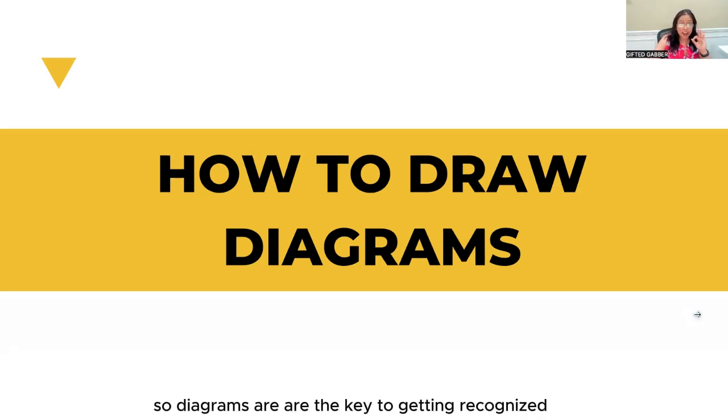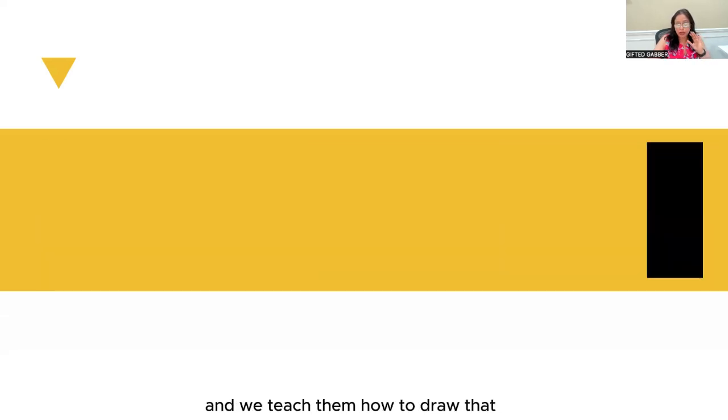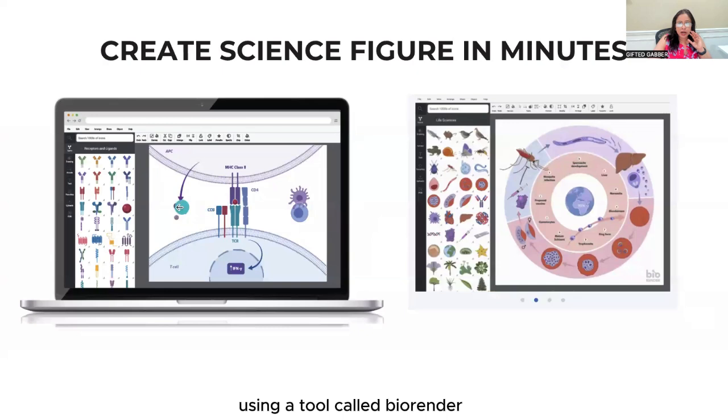So the more citations you get, the better you are going to look, right? So diagrams are the key to getting recognized, and we teach them how to draw that using a tool called BioRender. If you're doing some research on insects or anything, you have those kinds of pictures, so you can drag and drop them and create your own pictures here. And if you see here, they have receptors and ligands, anything that you want will be there.